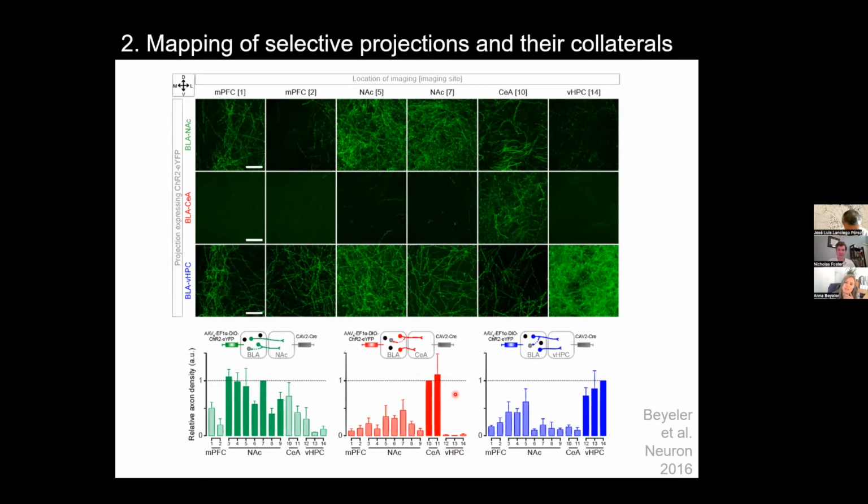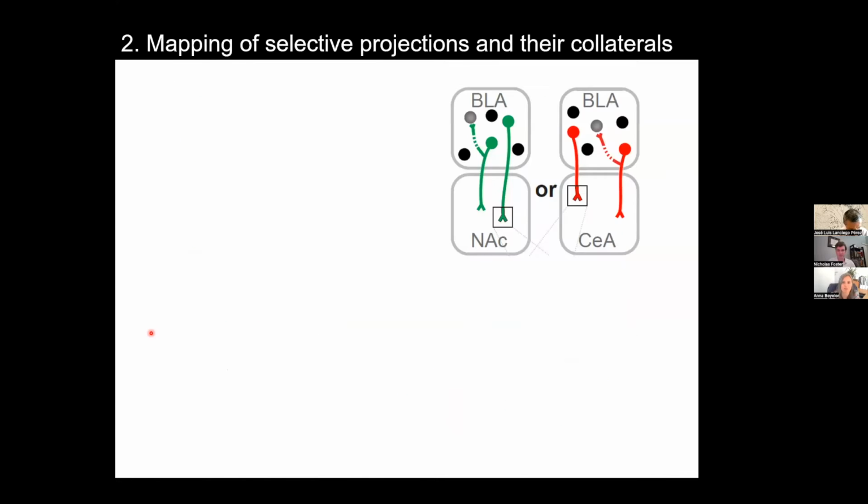However, when you look at these data, there's something that was not consistent with what we expected from physiological data, which is quite a high expression of terminals, or fluorescence, in the central amygdala for the neurons projecting to the nucleus accumbens. If you look at the relative axon density, it was reaching even 75%. So we wondered whether these were just passing fibers, which is one of the confounds of this approach. So we decided to go for synaptic mapping.